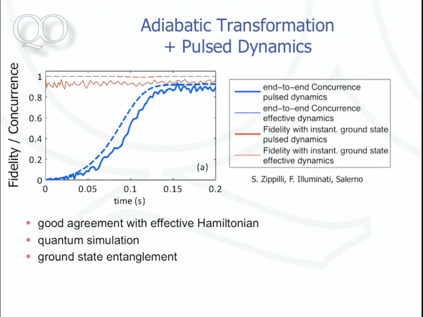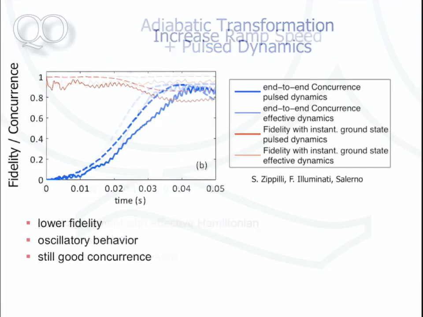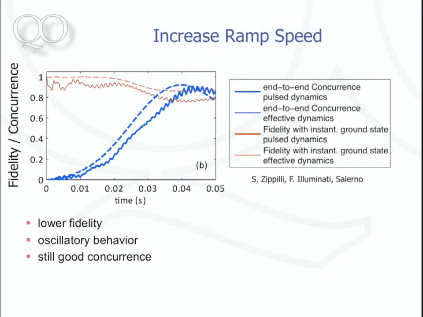Here you see the fidelity plotted. The dashed line is just the total effective dynamics numerically simulated. This is the trotterized dynamics. This is the concurrence, a measure of entanglement between the end spins. So you see that this works in theory quite nicely, and you can make it faster and still should achieve rather high entanglement between distant ions. Okay, these calculations have been done by Stefano Sipilli and Fabrizio Illuminati at Salerno.